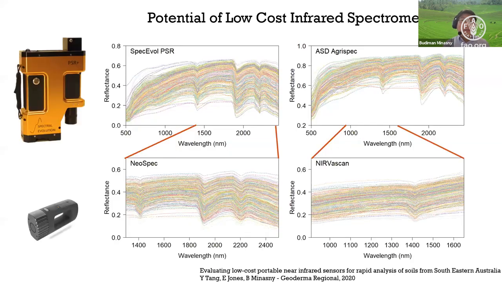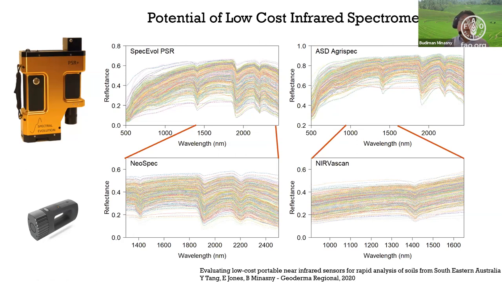As we said before, visible to near infrared is from 500 to 2500 nanometers. And the standard instrument that people use is something like this one or some other brands. Won't worry about it. In this study, we evaluated if we use the full length of the visible to near infrared, that is from 500 to 2500 nanometers. So the top two are what we call the top of the range, the standard, the top of the range visible to near infrared spectrum.